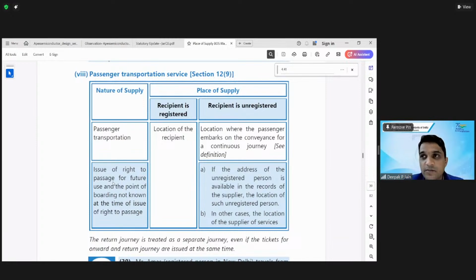Now, if you are a registered person, you've given the goods to the courier company. You have told him the destination should be Tamil Nadu, but later on changed it to Karnataka. Still, the place of supply will be where the recipient, not the receiver, of service is, that is, who is paying the courier company. The payer's place will be considered as the place of supply in case of a registered person. In case of an unregistered person, it is where the goods are handed over.